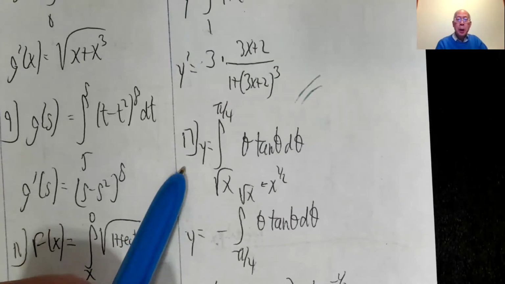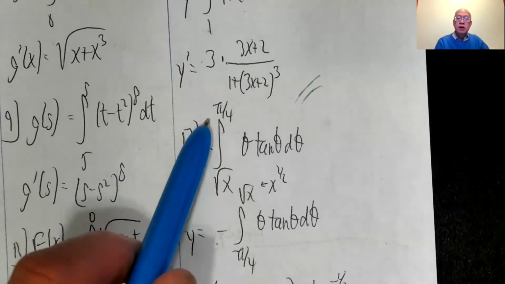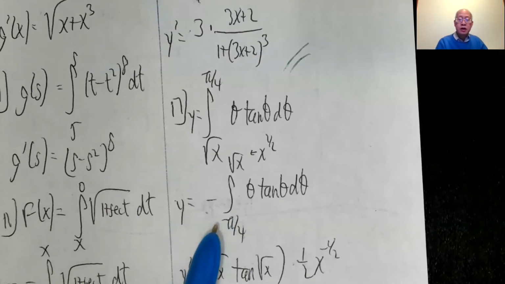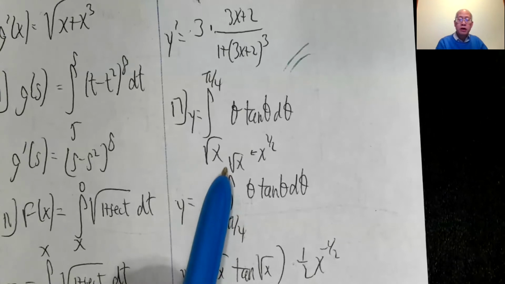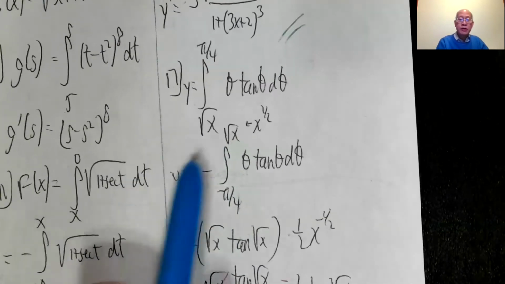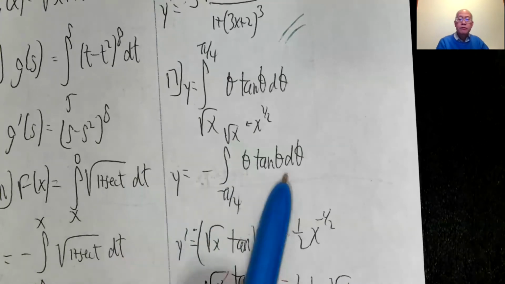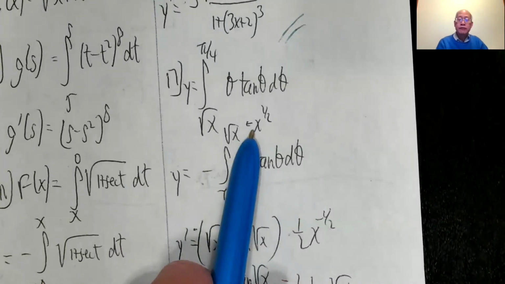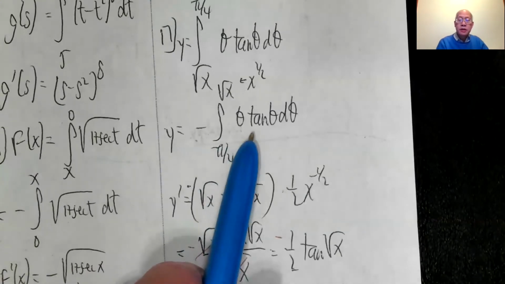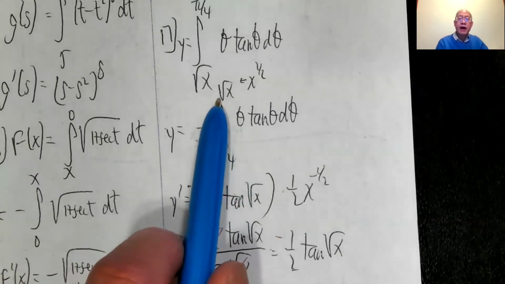Okay, 17. Variable, constant, switch it around and put a negative. Negative integral from pi over 4 to radical x, which is the same as x to the half. Okay, so for the derivative, just put the radical x right there, and then times the derivative of x to the half.